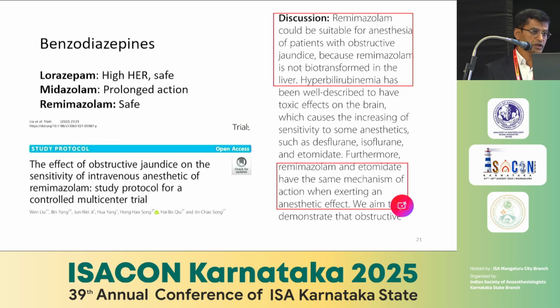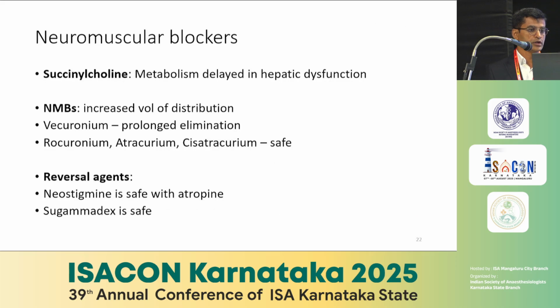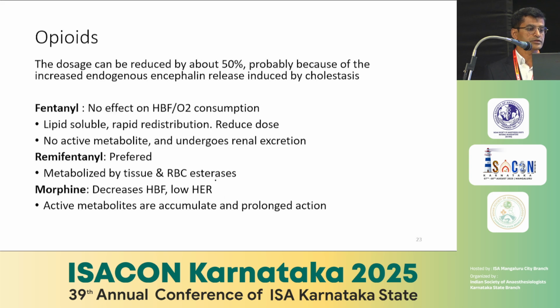Benzodiazepines, lorazepam, as we know, hepatic extraction is high, so we can safely use it. Remimazolam is safer, as you can see in this literature. Remimazolam shares a similar action to etomidate, so it can be safely used. Neuromuscular blockers, atracurium and cisatracurium are preferred. Among the opiates, morphine should be avoided because the active metabolite stays for a long time, and fentanyl can be used.